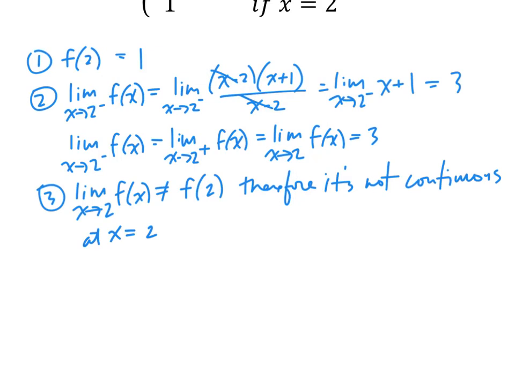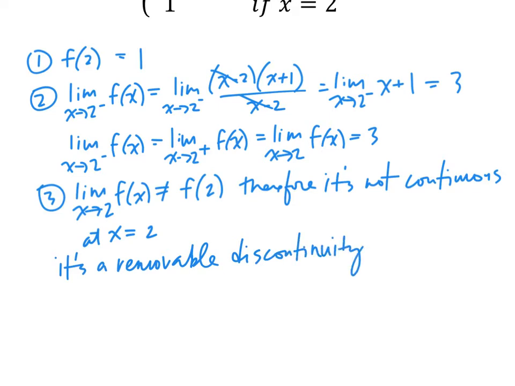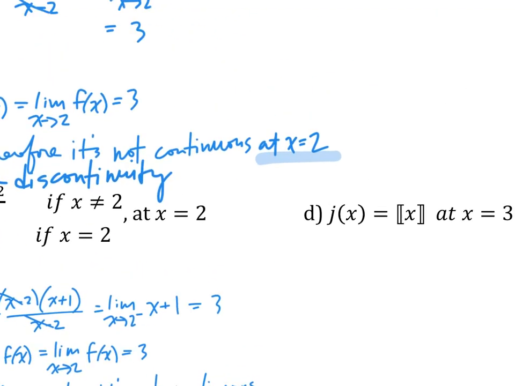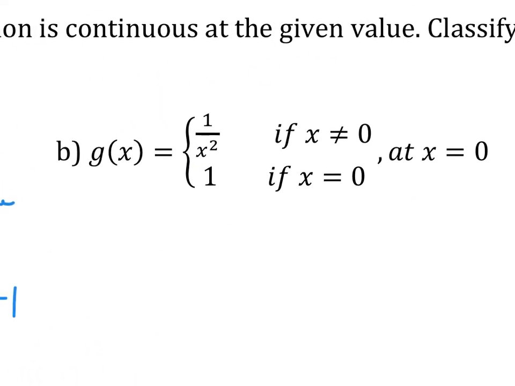Then what kind of discontinuity does it have? It is still the same. It's a removable discontinuity. It's just that there is an extra point on the top, but it's still called a hole, and this kind is a removable discontinuity. Okay, let's try another one. This one, another piecewise. Go ahead and pause the video, give this a try.